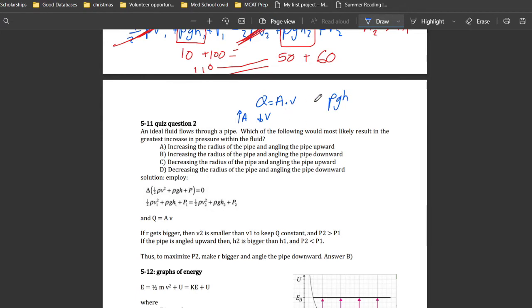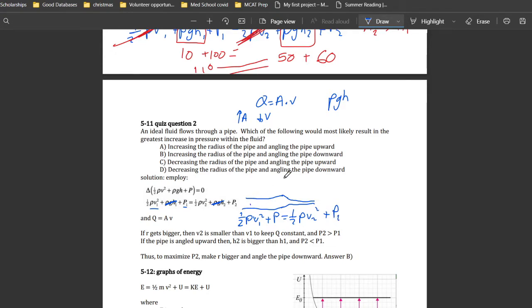And plugging this into the Bernoulli equation, if we held the height constant, so let's say we have a pipe, and the only difference is that it gets skinnier, so the cross-sectional area decreases, but the velocity increases. If we plug this into the Bernoulli equation, where the height is held constant, so there's no change in the height, we see that 1/2 rho velocity 1 squared plus pressure 1 is equal to 1/2 rho velocity 2 squared plus pressure 2.